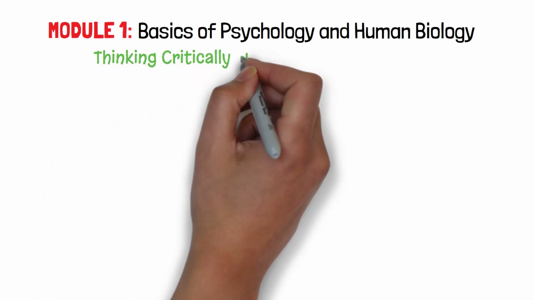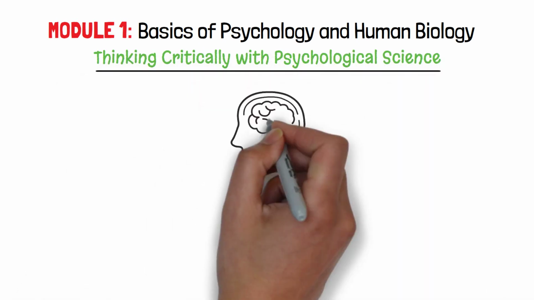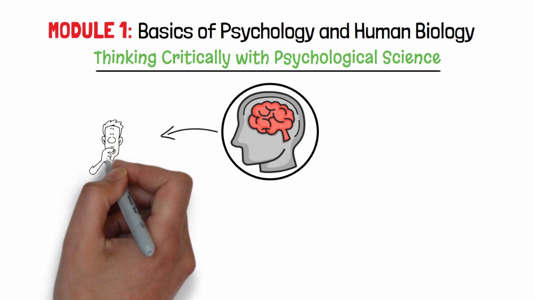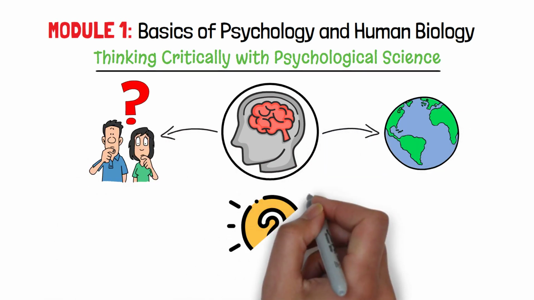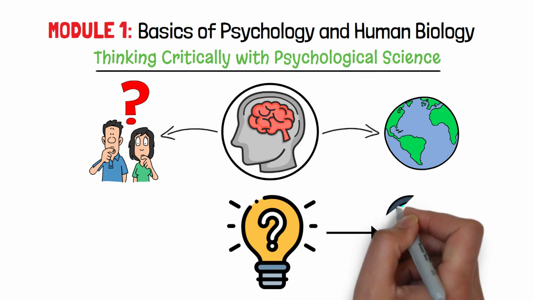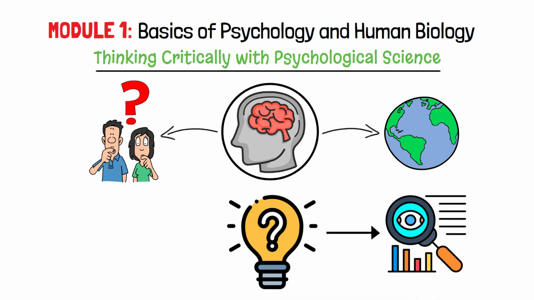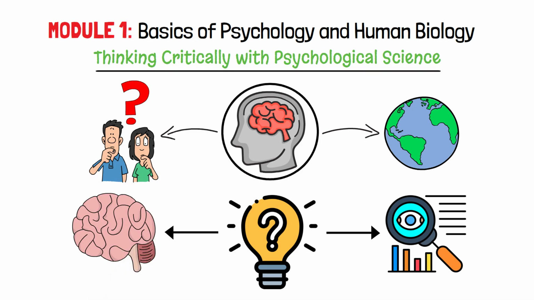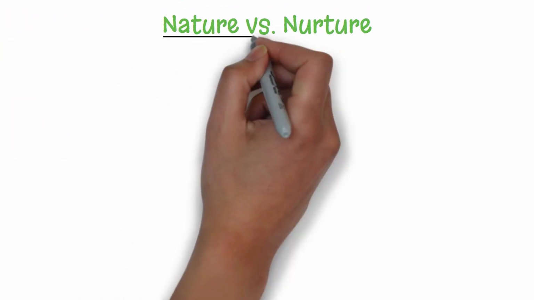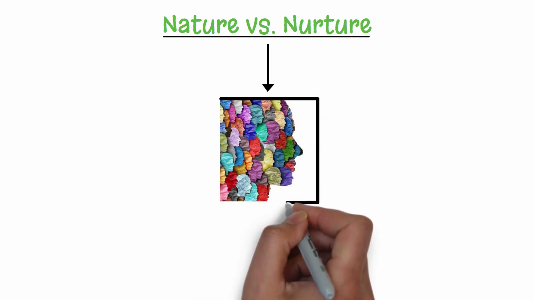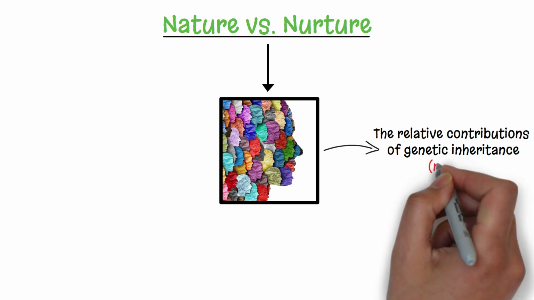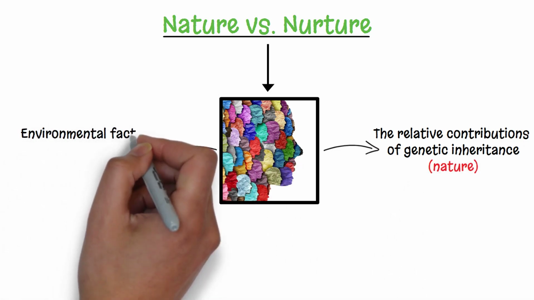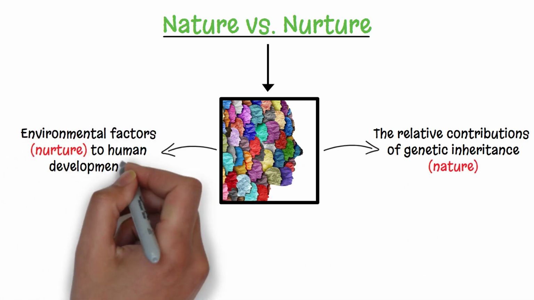Thinking critically with psychological science is an essential aspect of understanding how we as humans operate and interact with the world. It allows us to question and explore the validity of our observations and beliefs, particularly in the realm of psychology. Let's delve into the concept of nature against nurture, one of the oldest debates in psychology. This discussion revolves around the relative contributions of genetic inheritance, nature, and environmental factors, nurture, to human development.